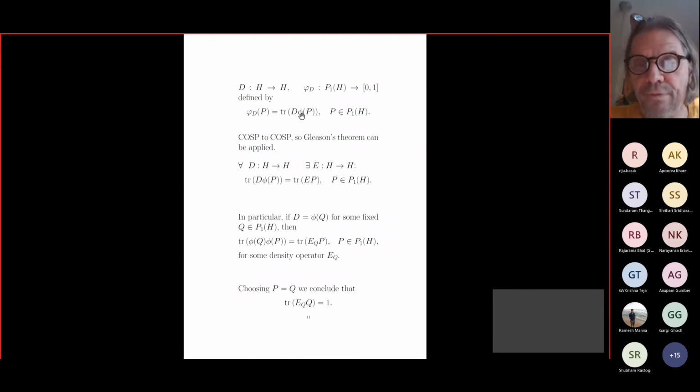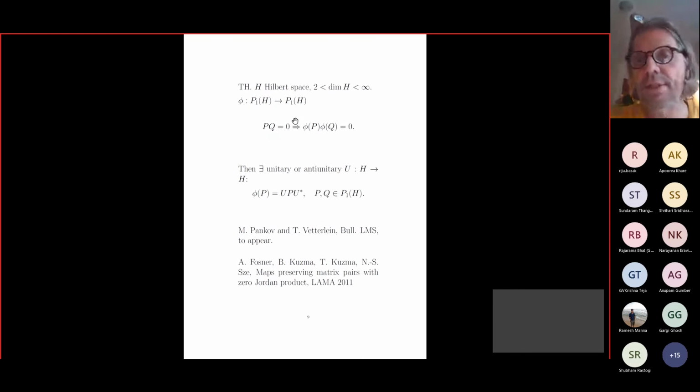So I have this map phi. I take a density operator D, and then I define this function phi sub D. Phi sub D on a projection of rank 1, P, I just calculate trace D times phi P. Now, phi preserves orthogonality. Assume that H is, say, 7-dimensional.